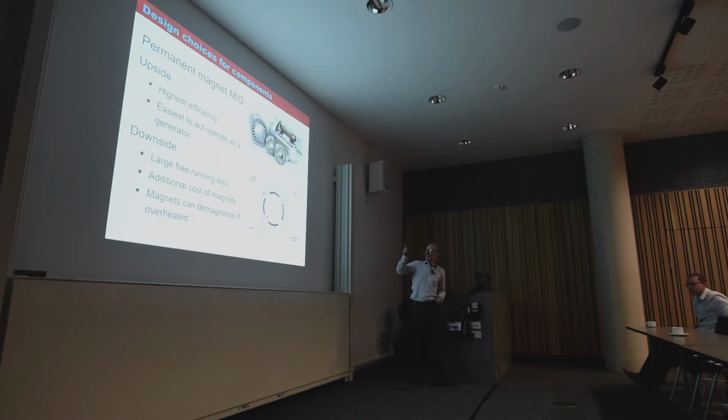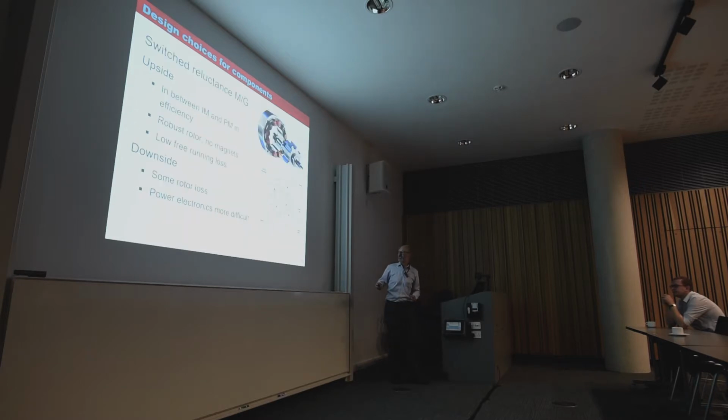So the permanent magnet, highest efficiency, and easier, it's best operating as a generator, but of course you've got a large free running loss, and this is quite important. If you've got a flywheel that's going to be coasting, it depends on the application, this could be very important. If it's cycling all the time, it's less important, the efficiency will be more important. So you've got magnets, and the magnets can demagnetise. That's similar to electric vehicles, similar issues.